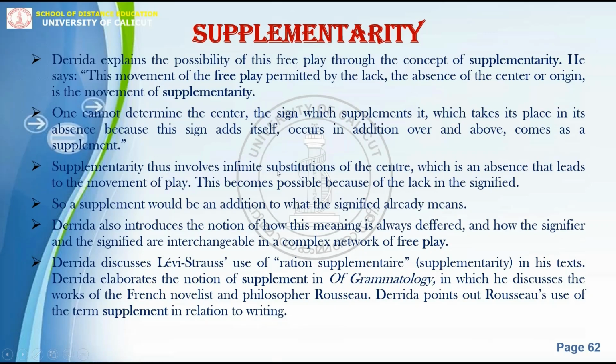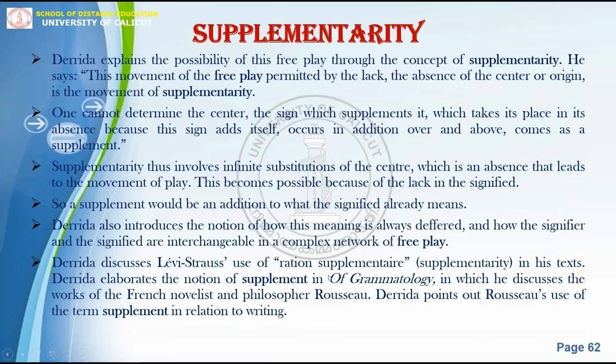Now, supplementarity thus involves infinite substitution of the center, which is an absence that leads to the movement of play, and this becomes possible because of the lack in the signified. So, a supplement would be an addition to what the signified already means. Derrida also introduces the notion of how this meaning is always deferred and how the signifier and signified are interchangeable in a complex network of free play.